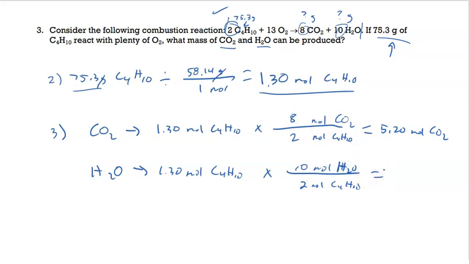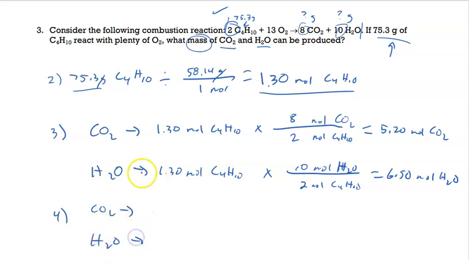And I get 6.5 moles of water. All right. And in step 4, we want to know the mass. So we're going to go to grams. So again, CO2, water. I have 5.20 moles of CO2 times the molar mass of CO2, which is 44.01 grams per 1 mole.